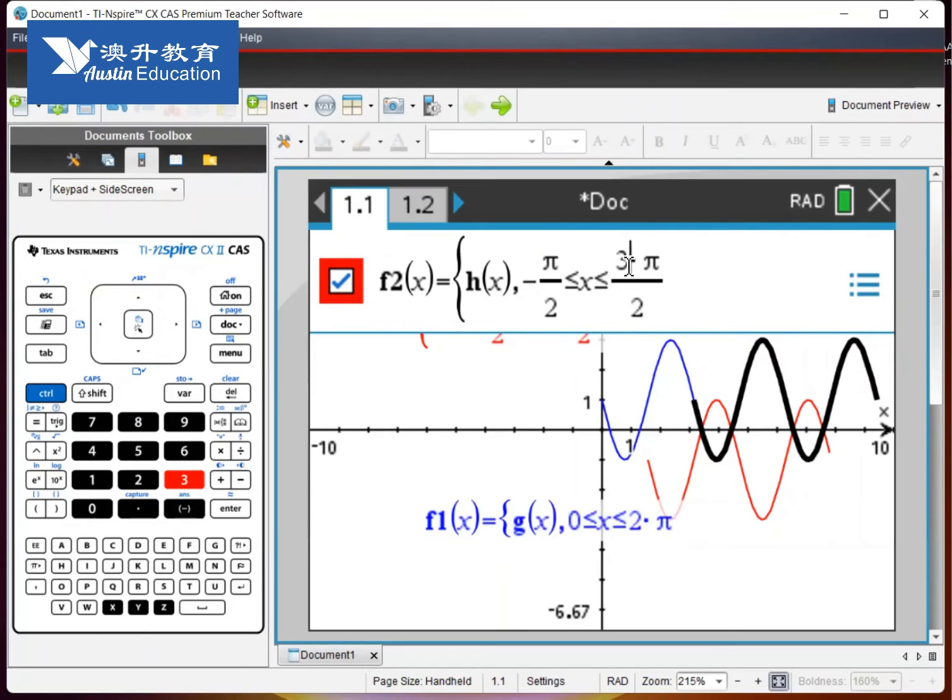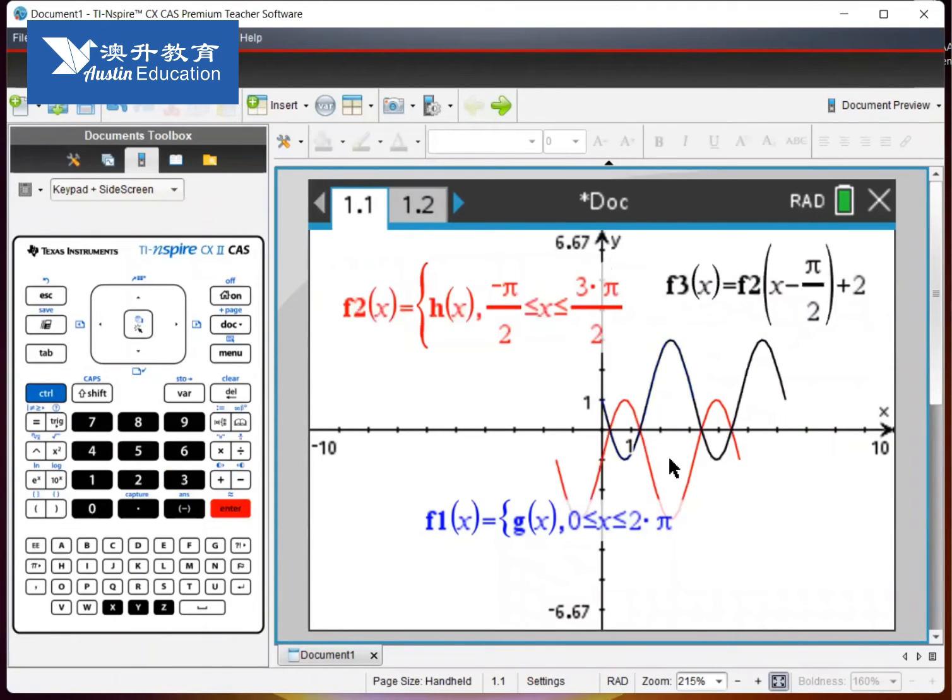Once I change the input with the domain minus half pi to 3 pi over 2, well, you can see the black curve maps exactly the same position, same endpoint as the blue curve. They coincide with each other. And that's the meaning of mapped onto the graph of y equals g of x. And that's why the domain of h(x) must be minus half pi to 3 pi over 2. And that's it.